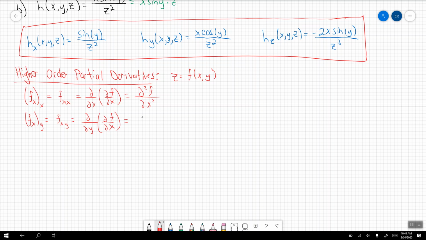Notation-wise, how does that look? This is the partial twice for this function, once with respect to y, then with respect to x. With respect to x must come first, and then after that we do the partial with respect to y.